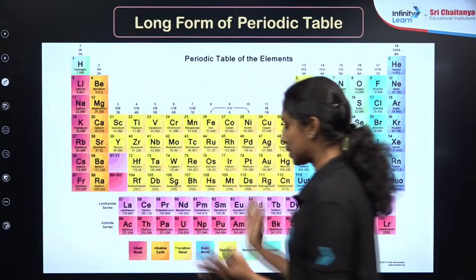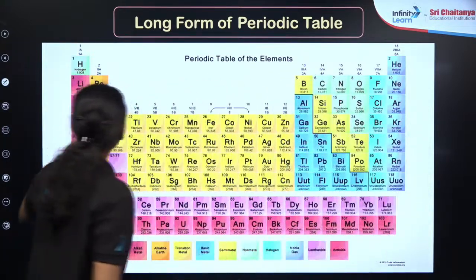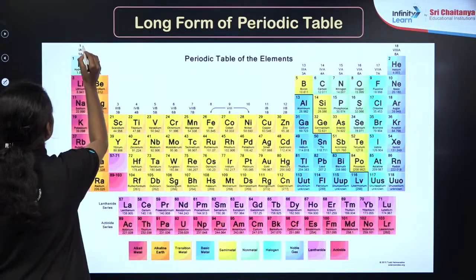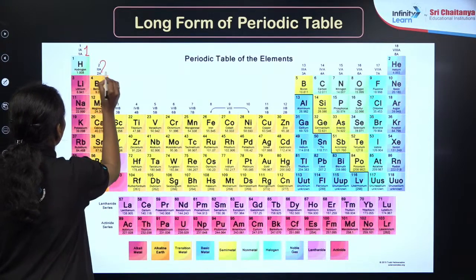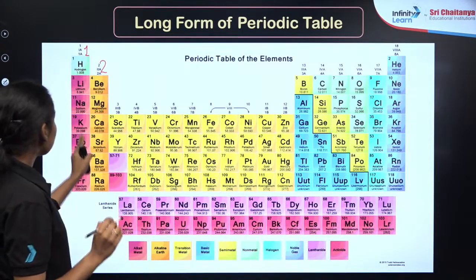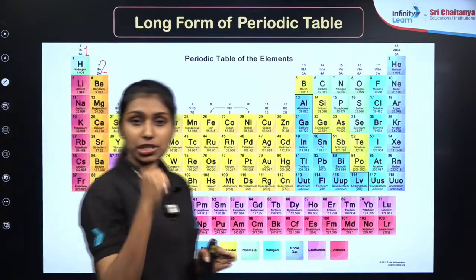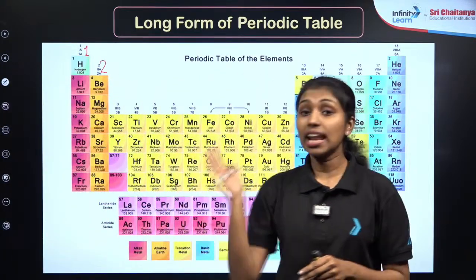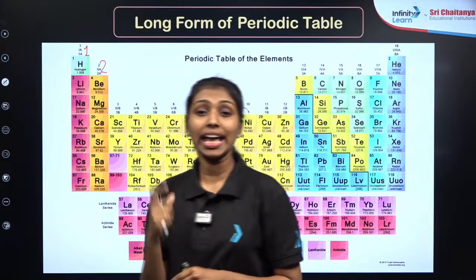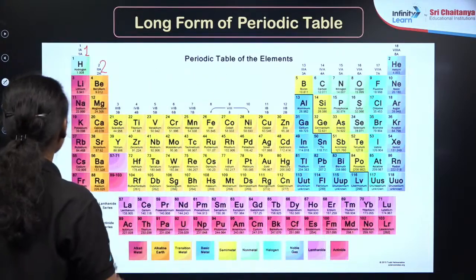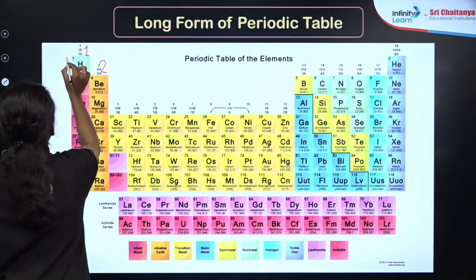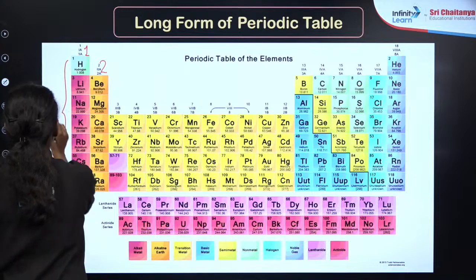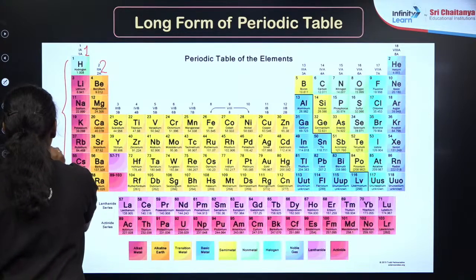Again, this is our periodic table. You can see these 2 groups: this is our first group and this is our second group. While seeing the electronic configuration of these elements, you can see that the last electron always enters into the S subshell of these 2 groups, including 1 and 2. Therefore, these elements are commonly known as S block elements.